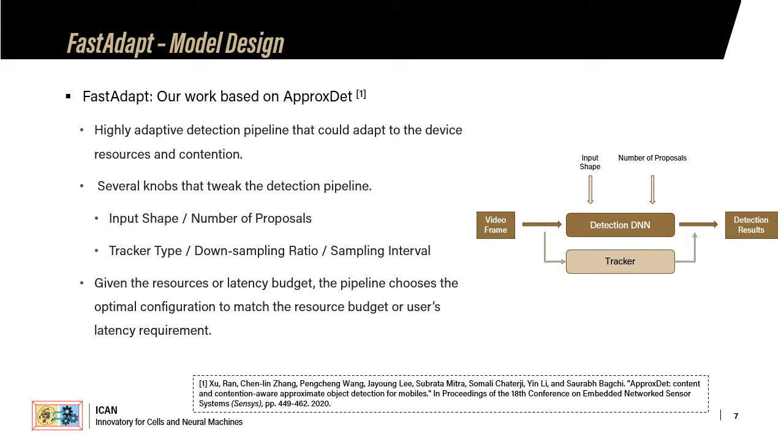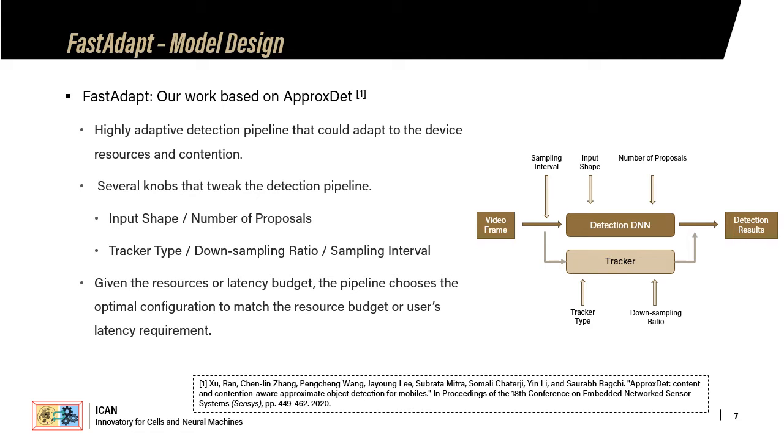Next is our design of tuning knobs. For the detector, we introduce the input shape and number of proposals as tuning knobs, where the input shape knob controls the size of the image that is fed into the detector, and the number of proposals knob controls the number of proposals of object region candidates. Then come the tuning knobs for the tracker. Tracker type controls the different tracker types used, such as median flow, KCF, and CSRT tracker.